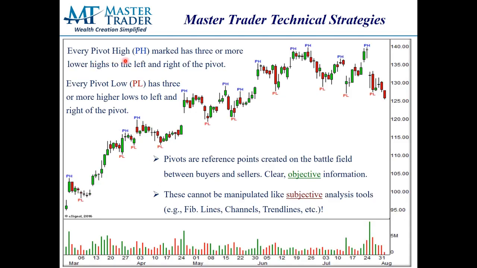Here I have every pivot high marked, and it has 3 or more lower highs to the left and right of that pivot. And every pivot low, PL, has 3 or more higher lows to the left and right of the pivot. And you can see how those pivots are moving in a trend or not. These pivots are the reference points created on what I'd call the battlefield between buyers and sellers. It's clear, objective information. Cannot be manipulated like subjective analysis tools, Fibonacci lines, channels, trend lines, and etc.